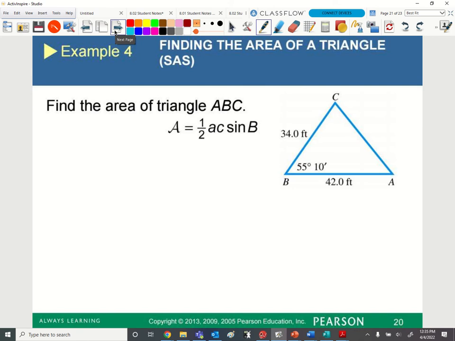So I'm going to show you what we have here. On example 4, I have big B, don't I? Say yes. Big B is my angle. Now, this 34 feet, what does that represent? That's little a, right? Because that is directly across from big A. What about this 42? Little c. That one's little c, very good. So the formula that we're using on this one to get my area is 1/2 little a times little c times sine of big B.